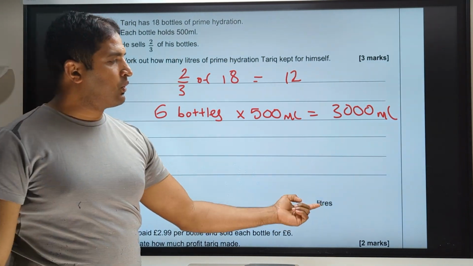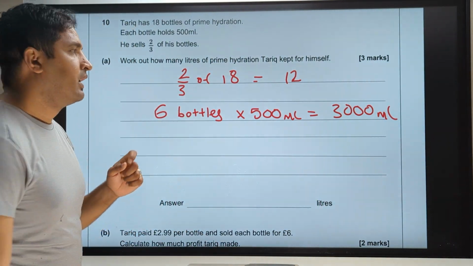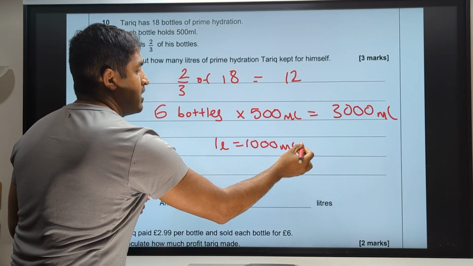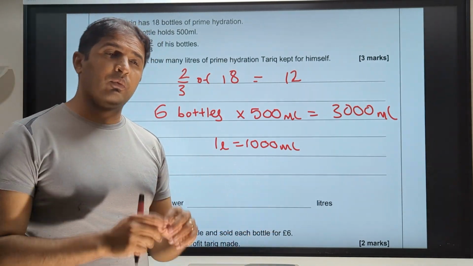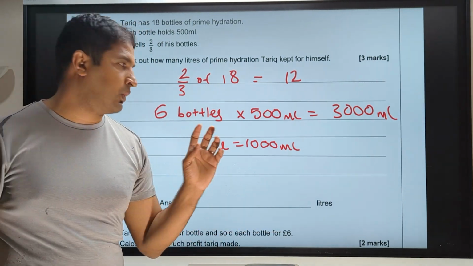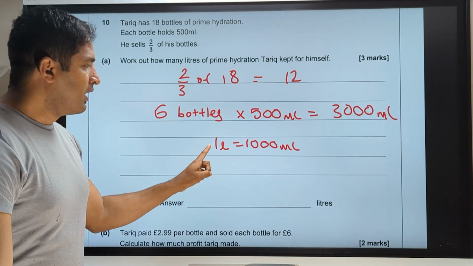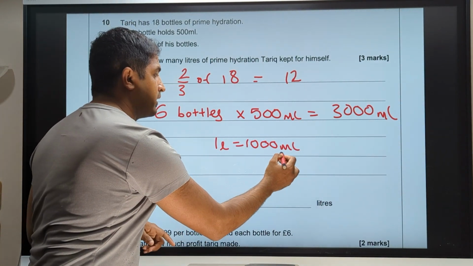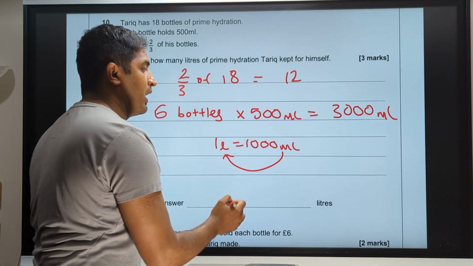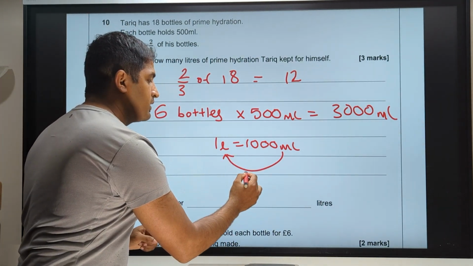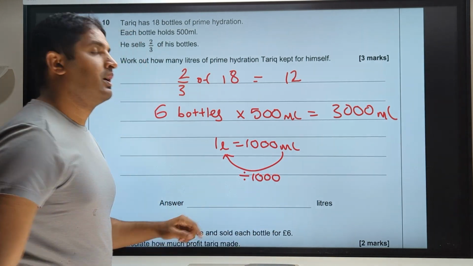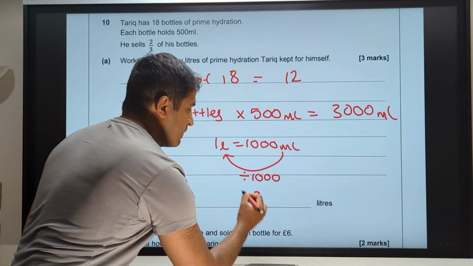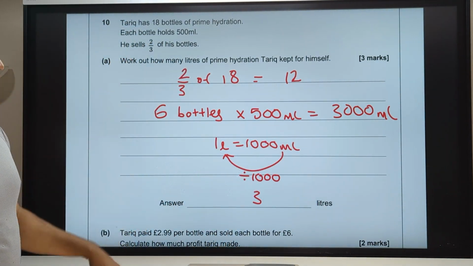Now we've been asked to write down your answer in liters. Okay, so we know that 1 liter is 1000 milliliters. Anytime you have to do any conversion, one unit to any other, like hours to minutes, liters to milliliters, kilometers to meters, write down what the conversion actually is. We're going from milliliters to liters. Okay, so we're going from 1000 to 1. How do I go from 1000 to 1? Obviously, divide by 1000. And when you divide by 1000, 3000 divided by 1000 will give you 3. So we get 3 liters of Prime left over.